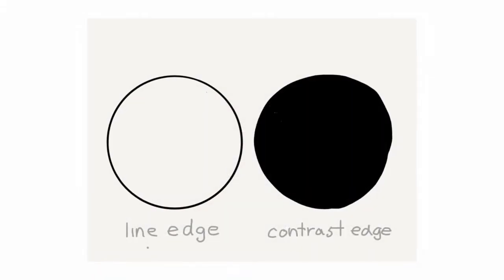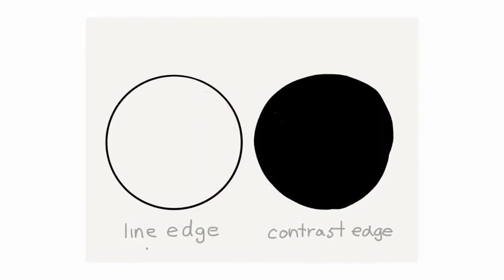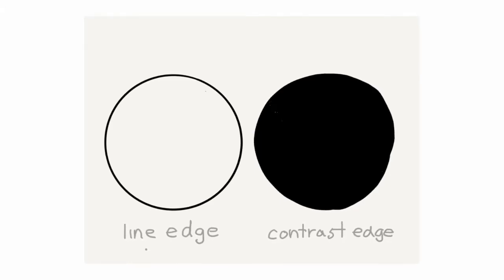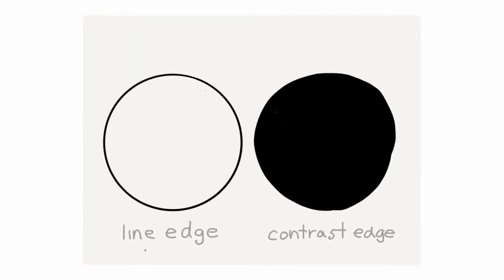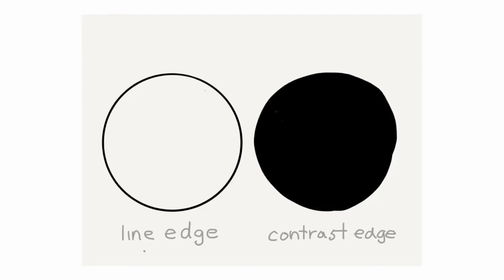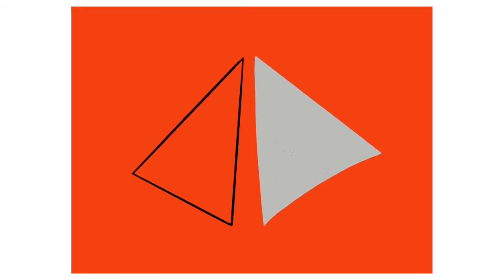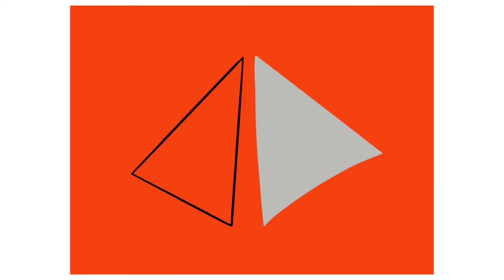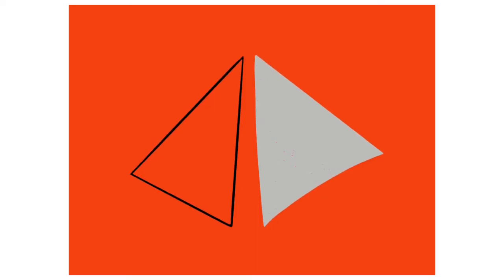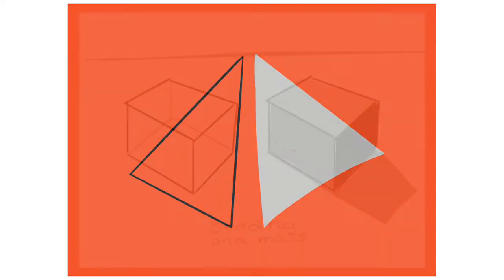A shape is visually created either by an enclosing line, here you have one, or by using changes in color or value to define the edge of the shape, to create a self-contained form. Here we have one form contained by a line and the other one contained by contrast between the red background and the gray positive shape.